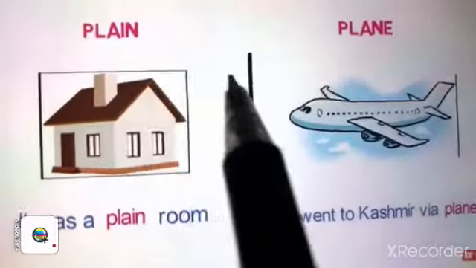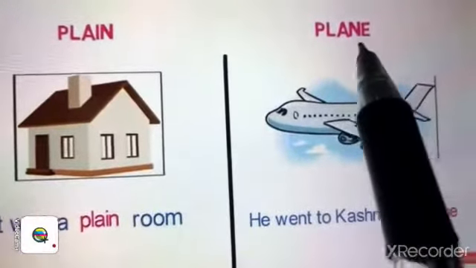Look here, it's another example of homophones. Plain and plane, same sound words, but plain means simple. It was a plain room, and this is a plane, an aeroplane. He went to Kashmir via aeroplane or plane.